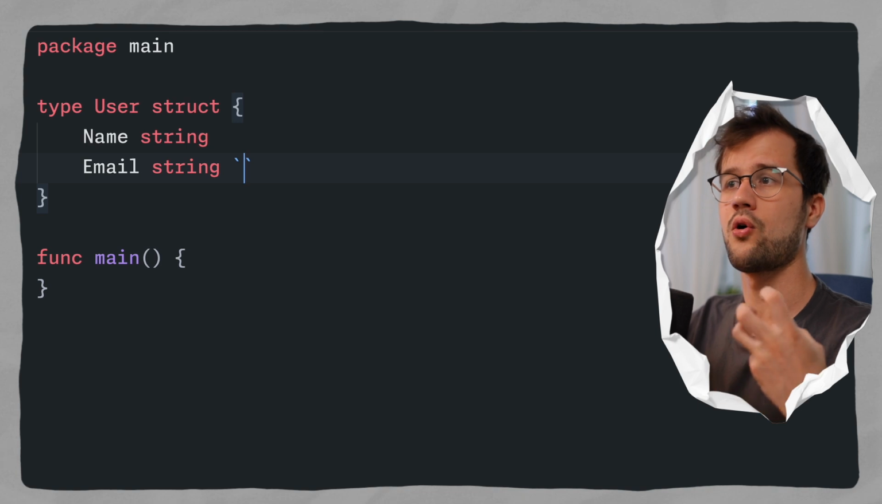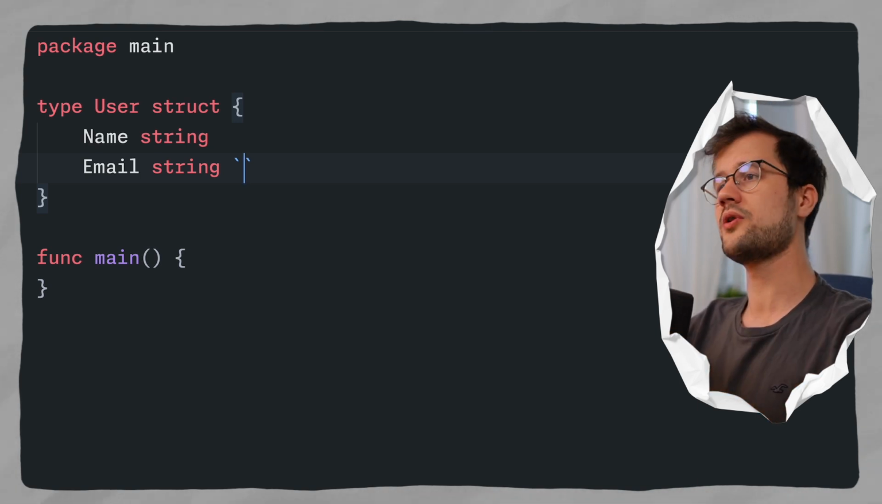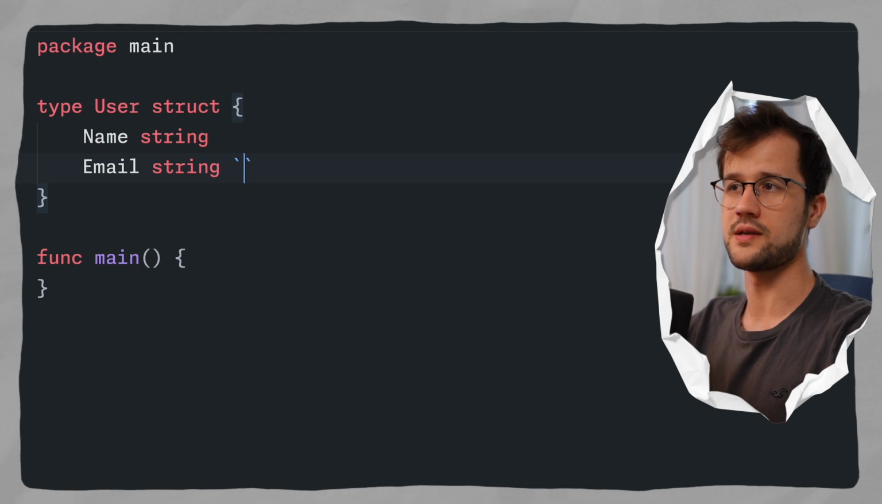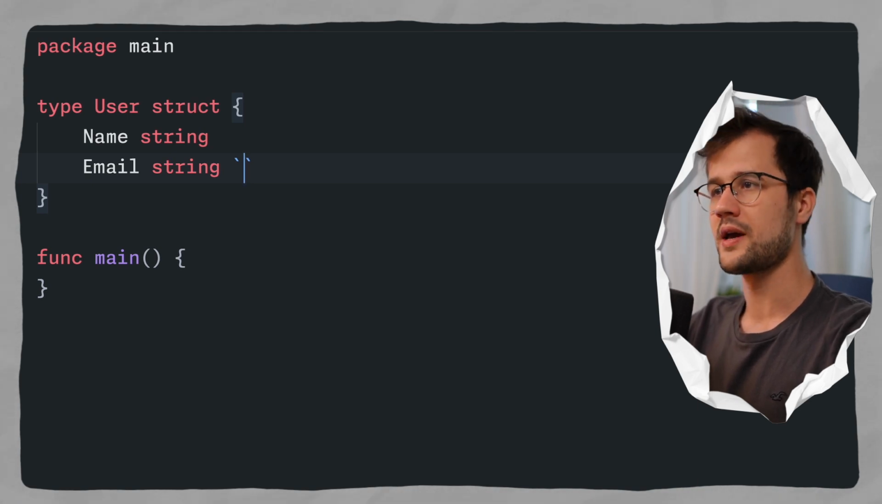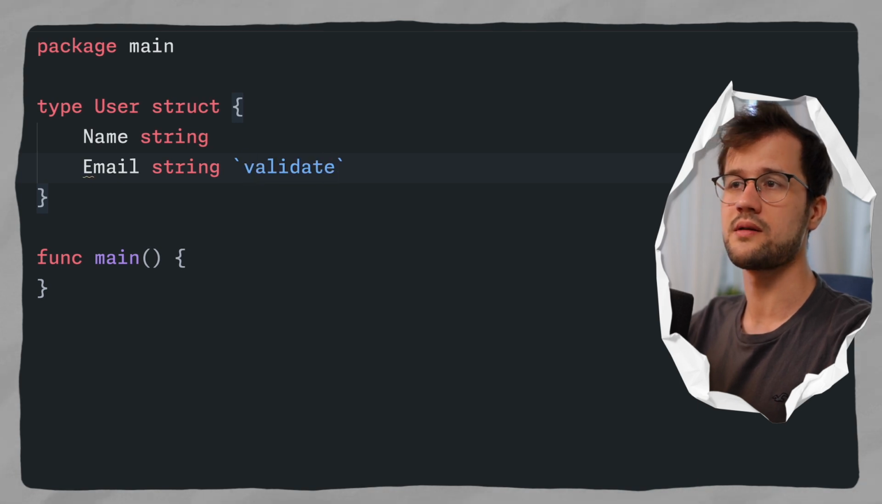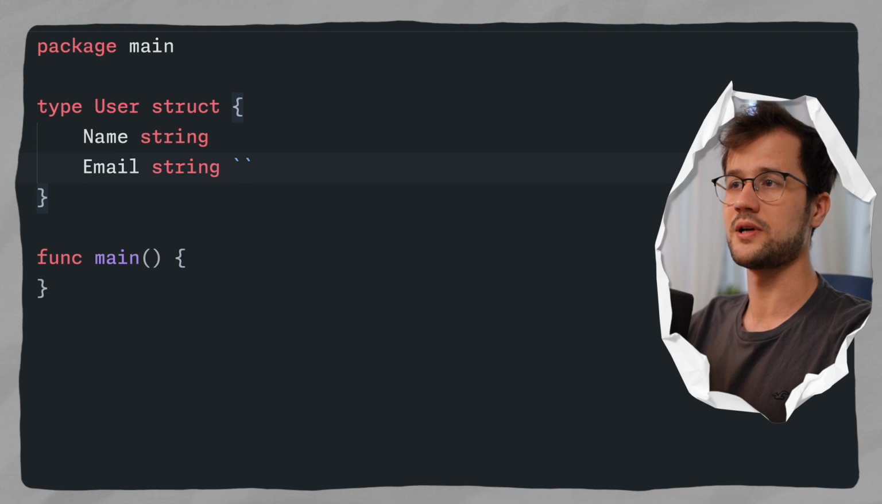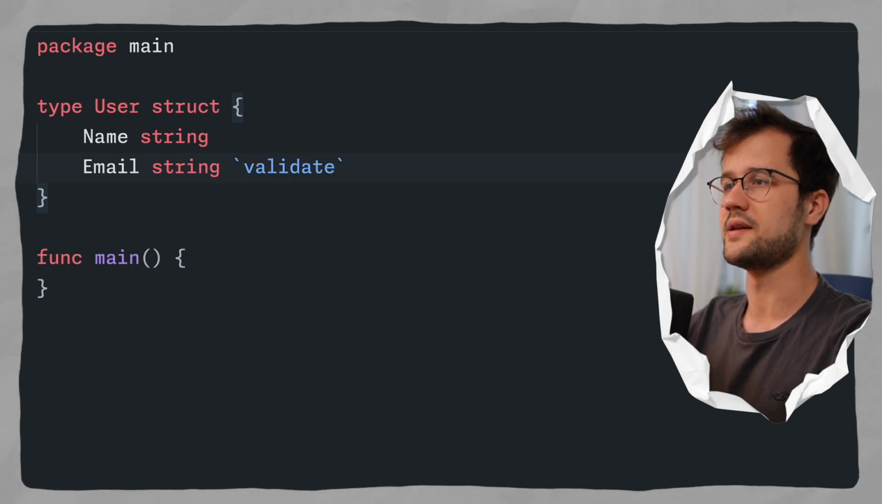So struct tags are always defined in these backticks here. And then we are going to make use of the key, sort of like the tag name we want to use. In this case, we can use validate, right? I mean, this can be anything you want. So for instance, it can also be let me validate, right? Something like this. But let's just keep it simple and clean. Let's use validate.